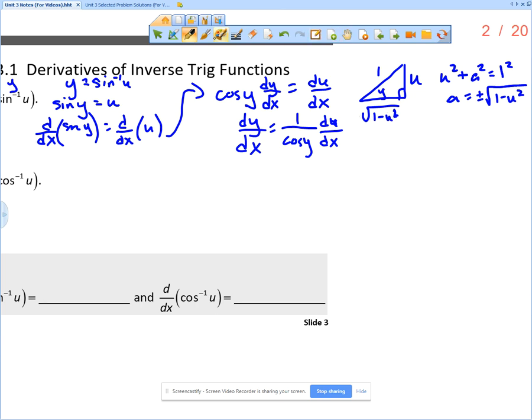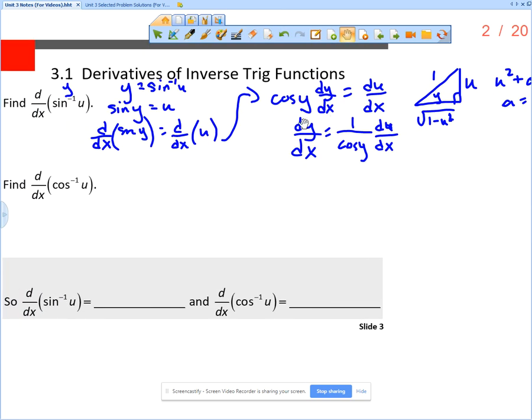All right, so let's go back over here. What does that mean? dy dx then is 1 over cosine of y. So look at the picture. 1 over cosine is actually the reciprocal of cosine. So what would the cosine of y be?